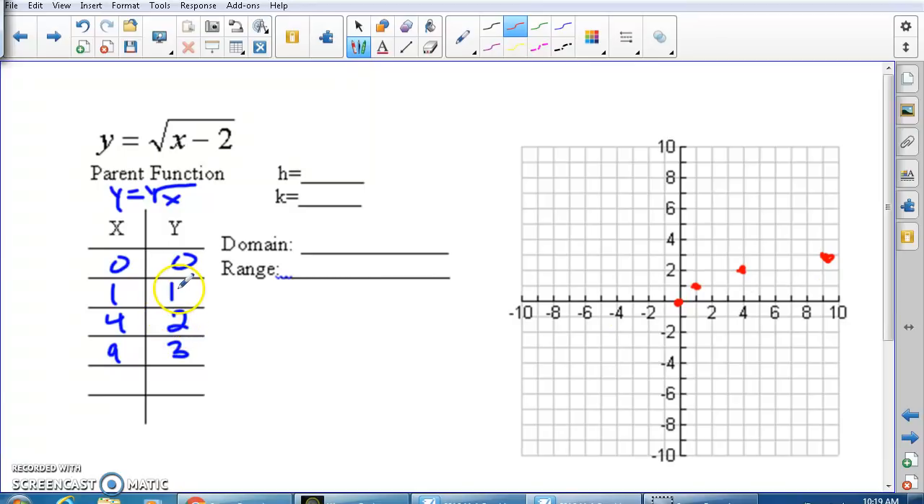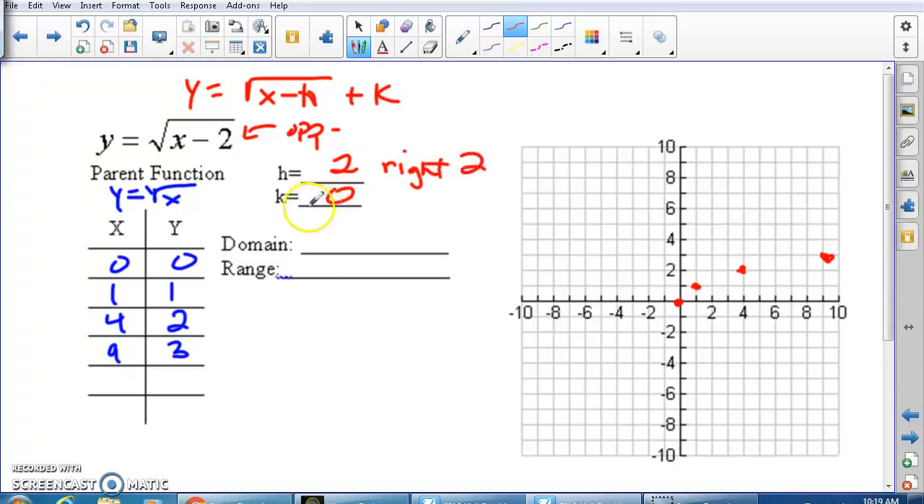So step 2 says we're going to identify h and k. If you go back to the family of functions, h was under the radical, k was outside. So for this function, remember this is opposite, okay? So h is going to be positive 2, and since there's no number added, k is going to be 0. And so what this is going to tell me is that I'm going to shift the coordinates right 2. And then I'm not going up or down because there's no k value.